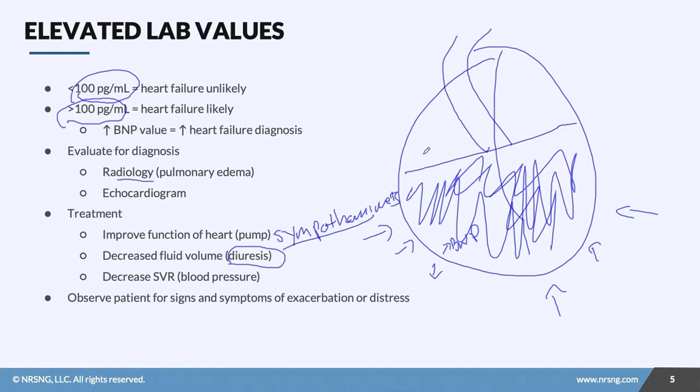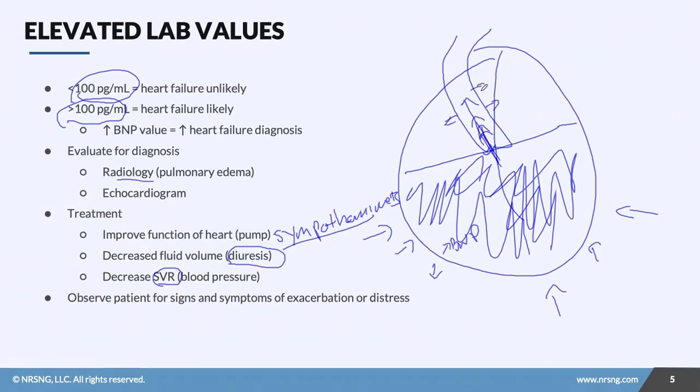Then, of course, we want to decrease systemic vascular resistance. Systemic vascular resistance is the pressure that these ventricles have to squeeze against in order to open this aortic valve and get this fluid out, okay? To open that aortic valve, that pressure is the systemic vascular resistance, essentially our blood pressure. The types of meds we want to give for that would be vasodilators.